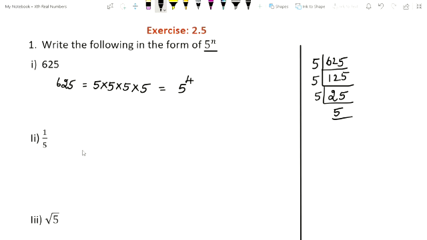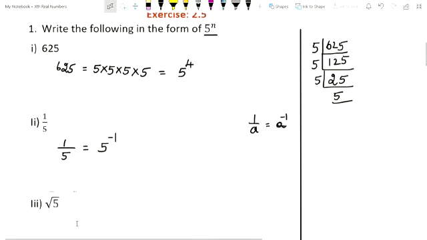So the next one, 1 by 5. How can you write this? You already know that 1 by a equal to a inverse. In exponents you learn this. 1 by a equal to a inverse. It is in the form 1 by 5. So how can you write this? 1 by 5 equal to 5 inverse. Okay children, now it is in the form of 5 power n. You understand?